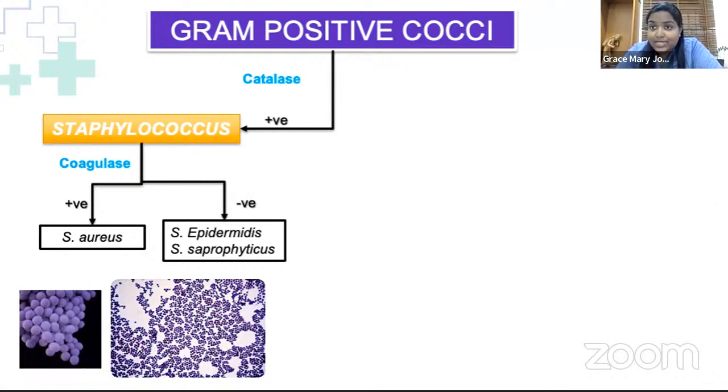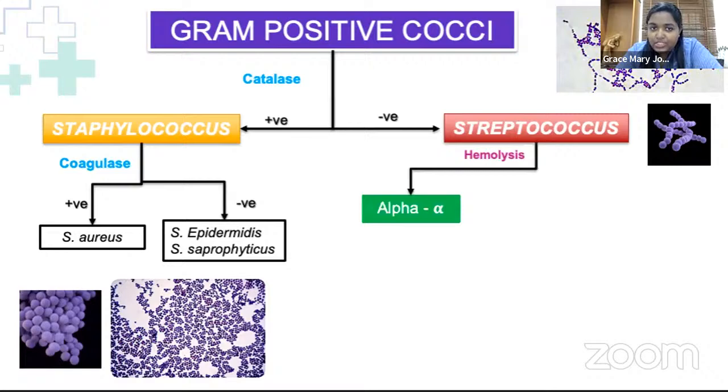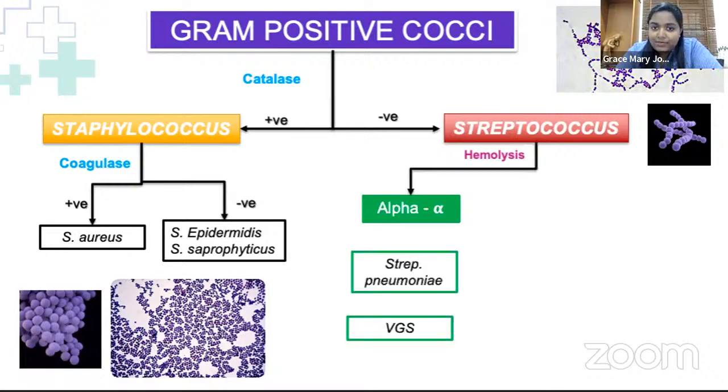Now, if your organism is catalase negative, that means it is streptococcus. And later, once you know that it is a streptococcus organism, based on the hemolysis, you classify your strep into alpha, beta, and gamma. So alpha is partial hemolysis, which includes your Strep pneumoniae, like the case that I initially saw, the respiratory pneumonia. So the Strep pneumoniae or the viridans group streptococci will come under this, they cause partial hemolysis.